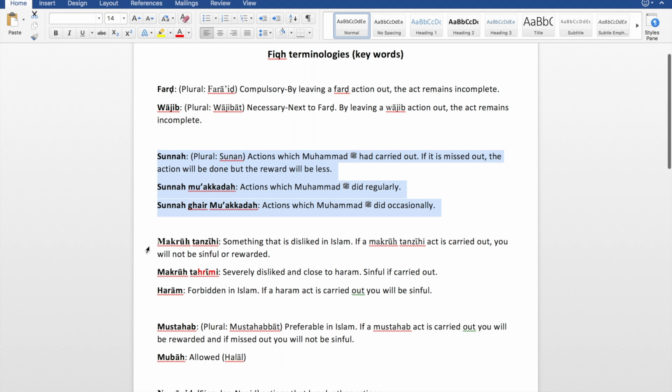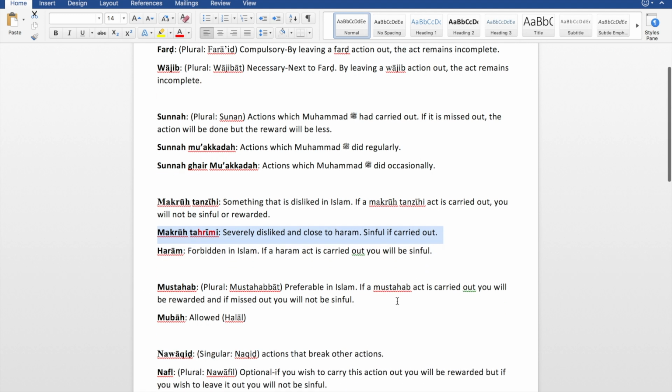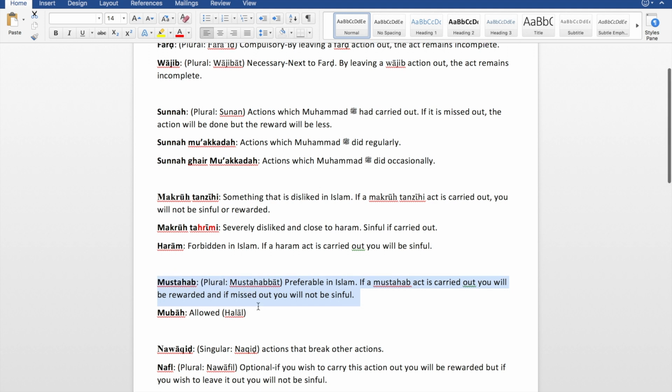And then we learned the makruh section. The makruh was also two types, tanzihi and tahrimi. Tanzihi is lightly disliked, tahrimi is severely disliked. And then we said haram and makruh tahrimi are more or less the same in terms of you'll be sinful for doing both of them. Mustahab is something which is good to do, and if you don't do it, it's not too much of a problem, but if you do it, you'll get rewards. Mubah is something completely neutral, it's just allowed.